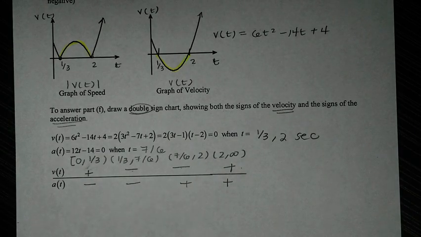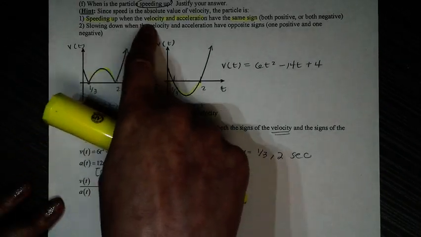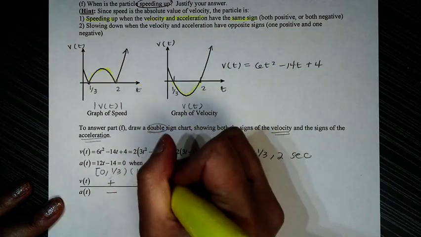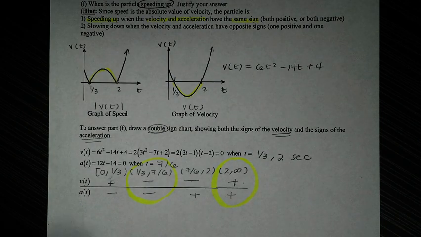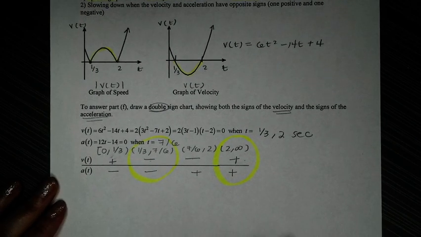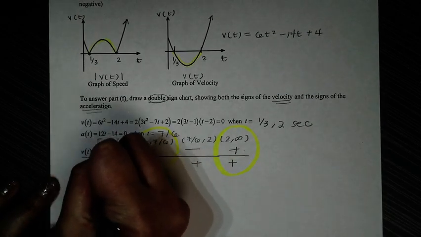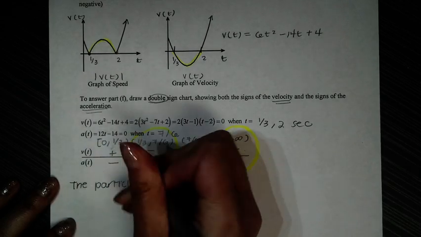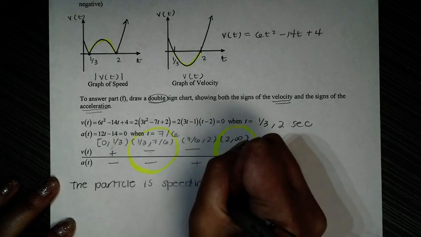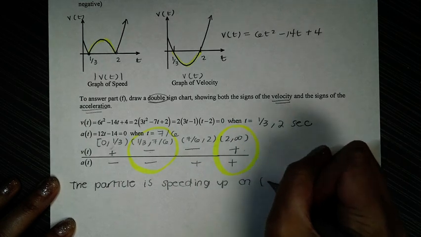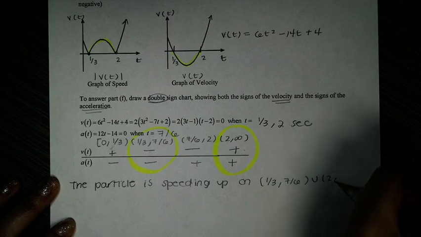So now, what are we expecting? Let me zoom out a little bit so you can see. Speeding up is when velocity and acceleration have the same sign. So you can see that here they have the same sign, and here they have the same sign. You might tell me, oh, but it's negative. It doesn't matter, they have the same sign. So this is how you are going to conclude in this situation. The particle is speeding up on the intervals. What are the intervals where it's speeding up? It's 1/3 to 7/6, union 2 to infinity.